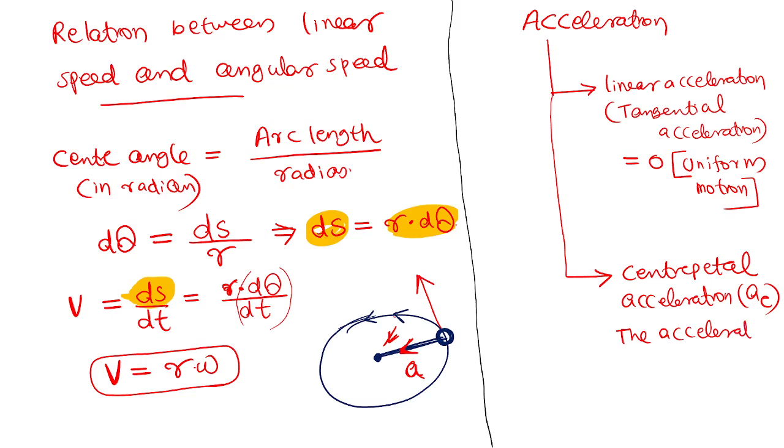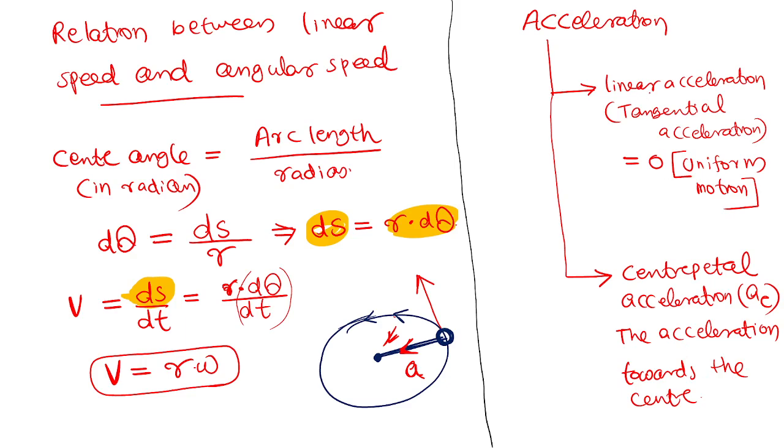For a continuous rotation to be possible, every time I have to apply a force towards the center. Whenever the force is there, definitely there is acceleration. So the acceleration is towards the center. If such acceleration is lost, the body will escape from the circular track. So this is centripetal acceleration.